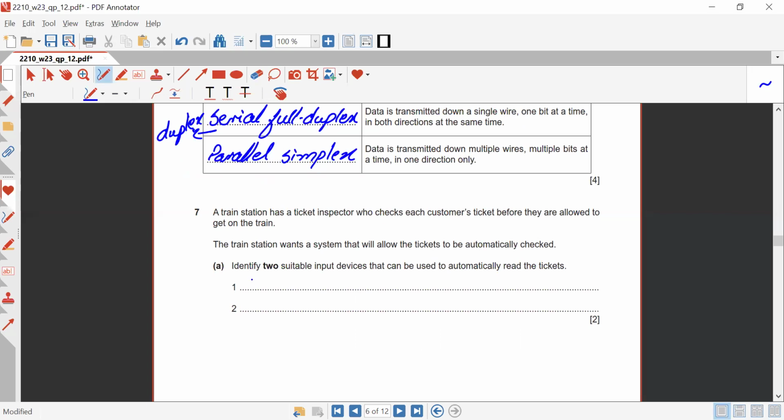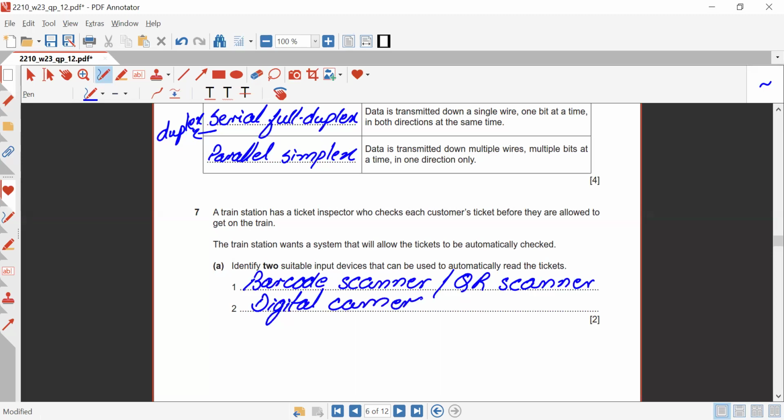So it could be a barcode scanner. You can write a barcode scanner. You can write a QR scanner as well. These are two different scanners. You can write them down as two different points. And apart from both of them, you can write down digital cameras as well. So these could be three of the things that you could utilize as the automatic data capture part.